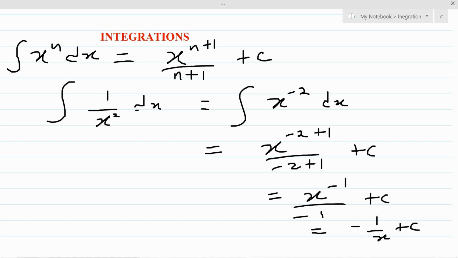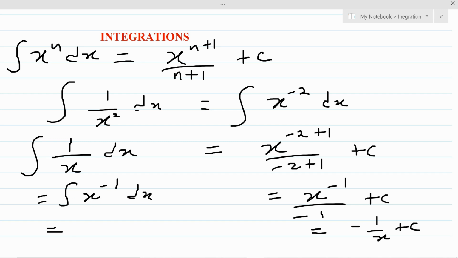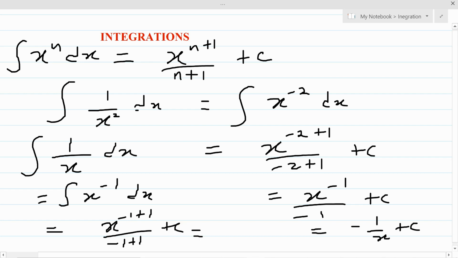But what if this function is not like this and it's like the integral of 1 over x dx? Okay, let's use our rule and see. This will give us the integral of x to the negative 1 dx. So if you are to integrate, it will be x to the negative 1 plus 1 over negative 1 plus 1, plus c. But negative 1 plus 1 will give us 0, and we'll get something like x to the 0 over 0, which does not exist in mathematics.